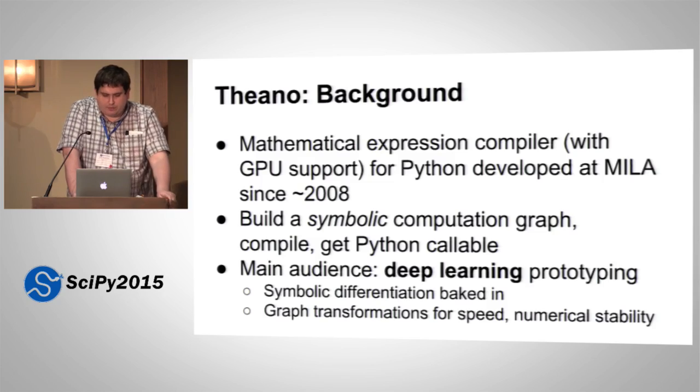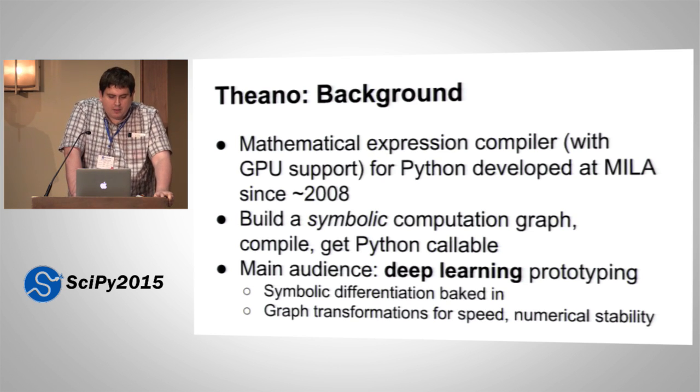aside from it. So Theano is, for those who haven't heard of it, a math expression compiler that's been developed since about 2008. It's heavily integrated with NumPy. Similar to, if you saw the Dask talk, similar idea, more actual compilation of things. The main audience is deep learning researchers, so for prototyping and things like that. And you've got nice features like symbolic differentiation and graph transformations for speed and numerical stability.